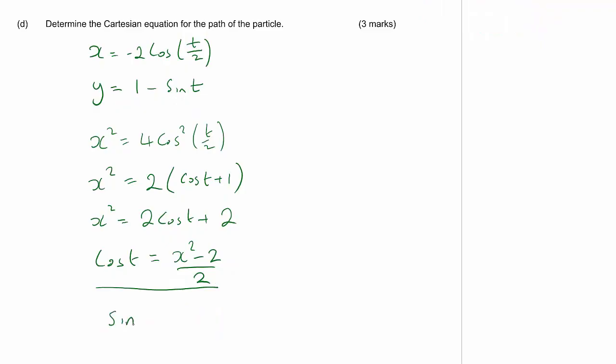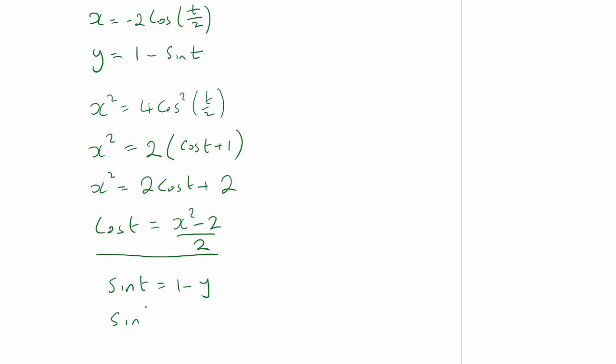Now, sin t is equal to 1 minus y. So sin squared t would be 1 minus y all squared. Sin squared plus cos squared is equal to 1. So 1 minus y all squared plus x squared minus 2 squared divided by 4 is equal to 1. And there are many alternative forms that you could write that in, but I'm just going to leave it there.